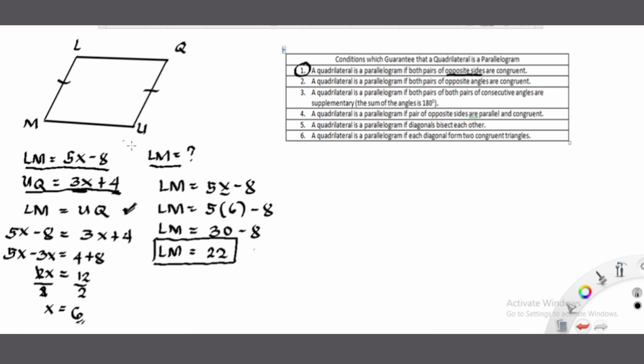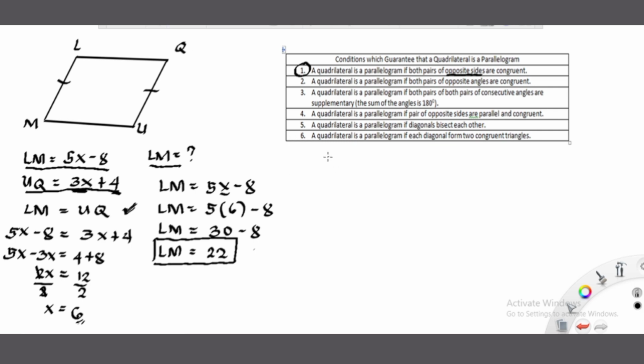18 plus 4 is 22. So just the same. So that is how we are going to solve for the missing parts of a parallelogram following the conditions or its properties. Okay? So magagamit natin dito ang condition number 1.